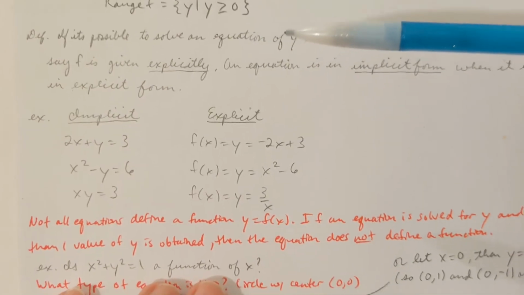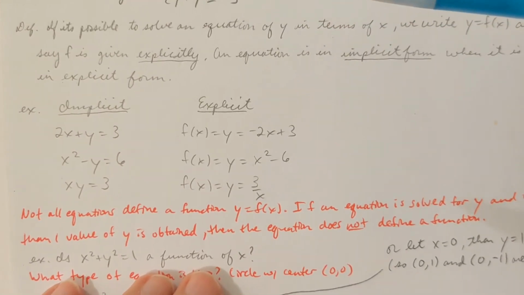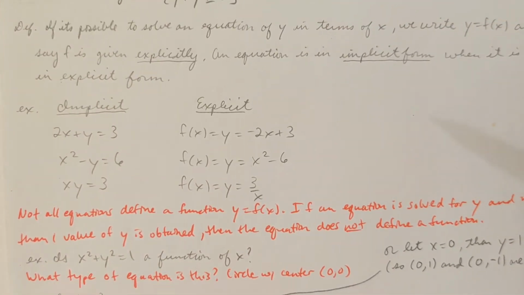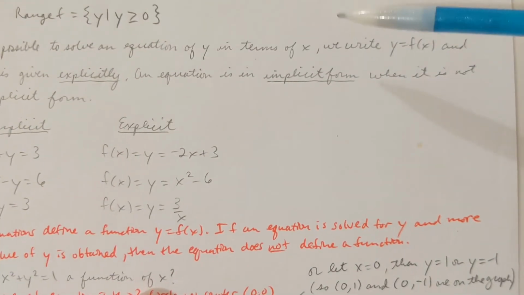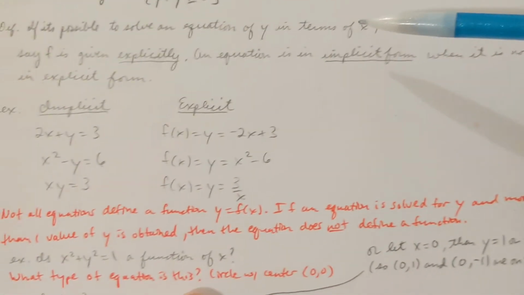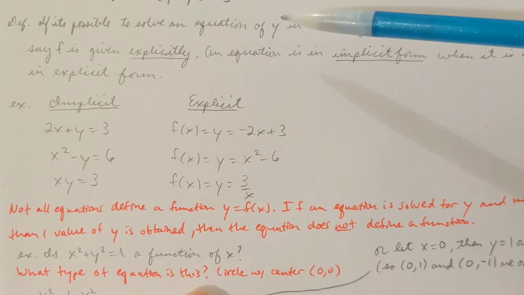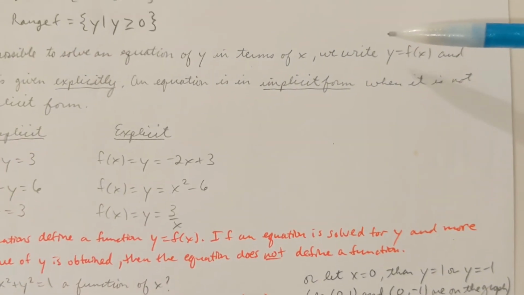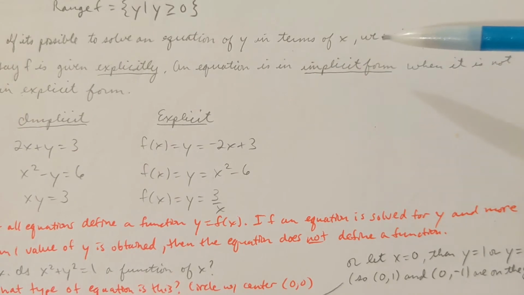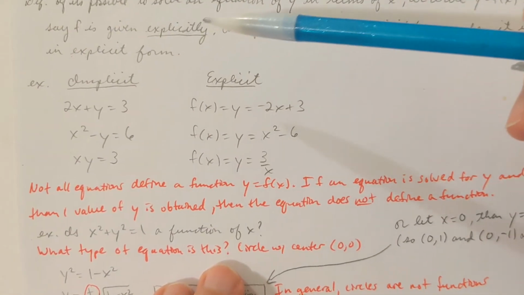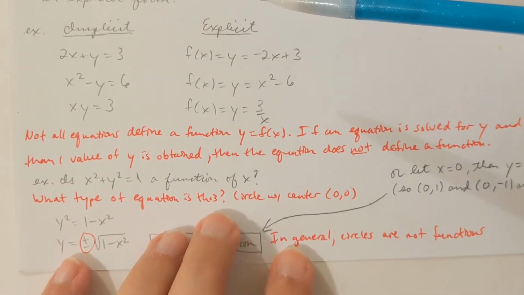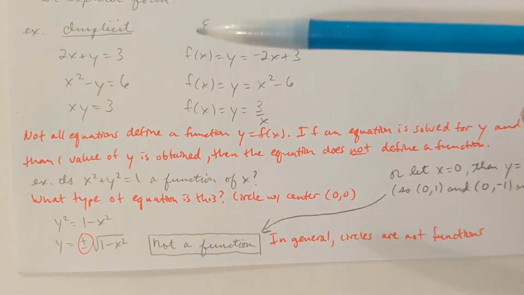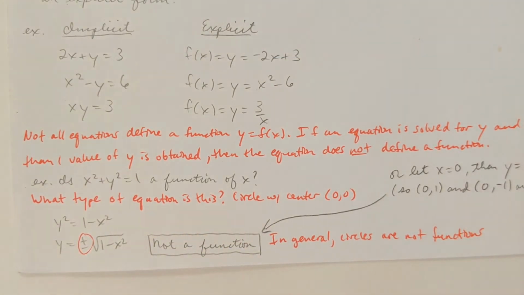Okay, if it's possible to solve an equation for y in terms of x, we write y equals f of x, and we say that f is given explicitly. An equation is in implicit form when it is not in explicit form. So here are some examples. I've got an equation written in implicit form and then rewritten in explicit form.